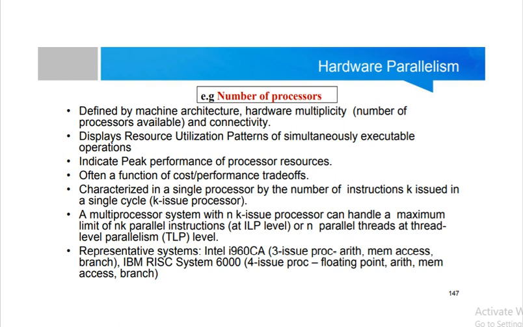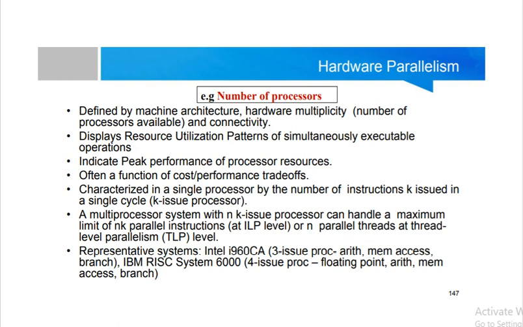A multiprocessor system with a K-issue processor can handle a maximum limit of n times K parallel instructions. That means n parallel threads at thread level parallelism. That is called TLP, thread level parallelism.